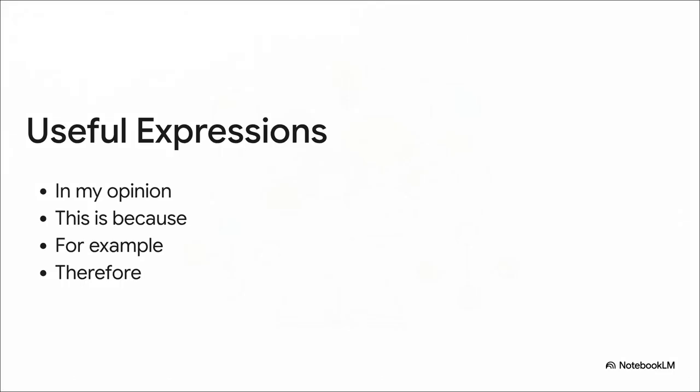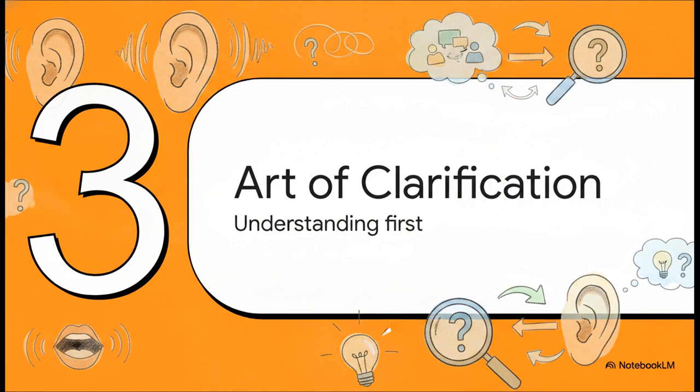And to implement this smoothly, you can use these little signpost expressions. Start your opinion with, in my opinion. Then map out your reasoning with, this is because, or another reason is. Ground it by saying, for example, and then confidently wrap the whole thing up with, therefore. These phrases act as clear signals. They help your listeners easily follow your logic, even during a super fast-paced meeting. All right, let's shift gears a bit. Section 3, the art of clarification, understanding before speaking.